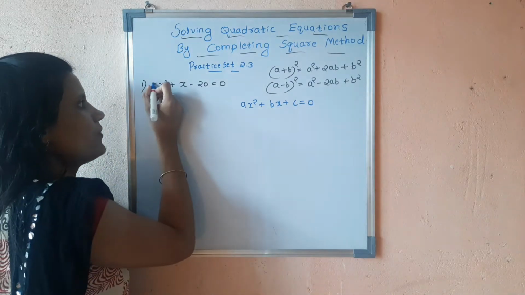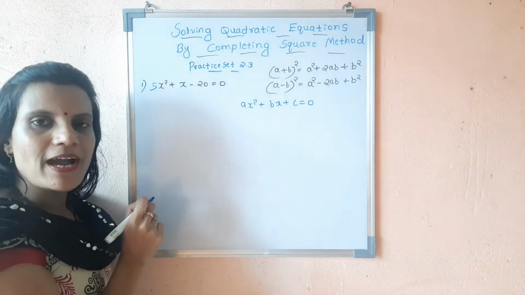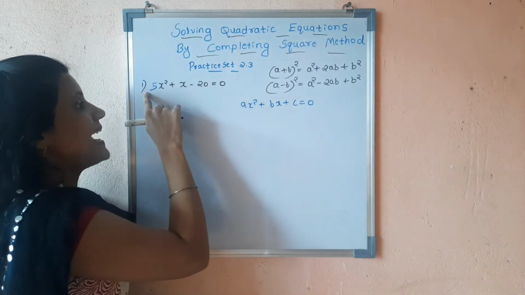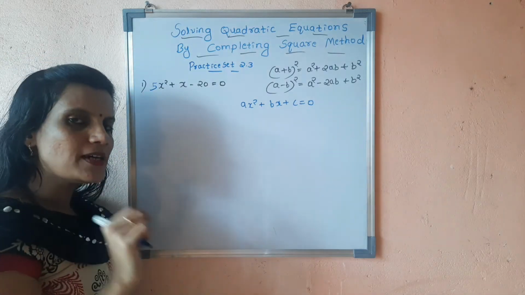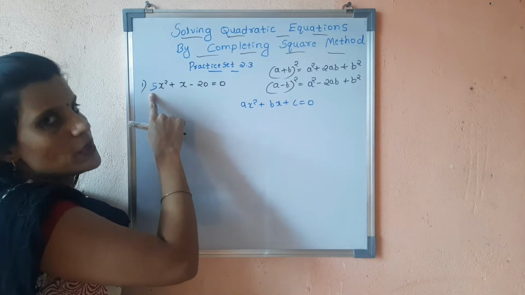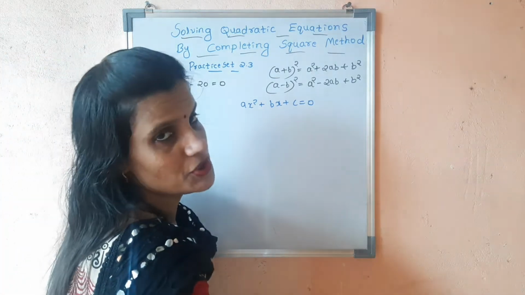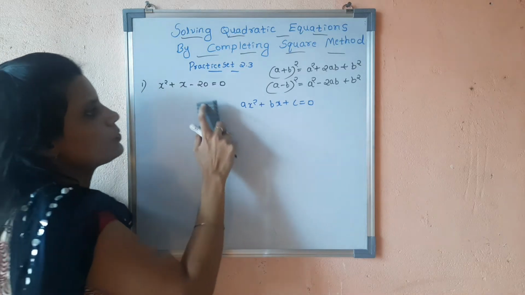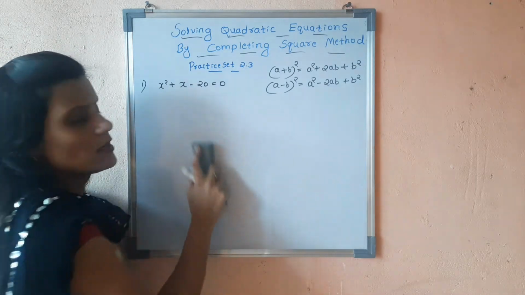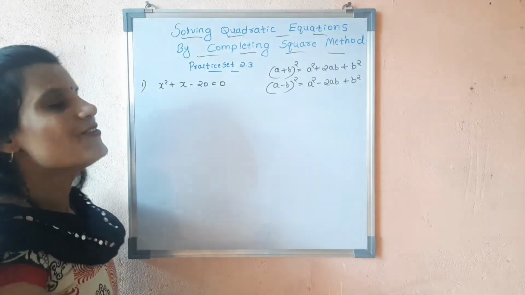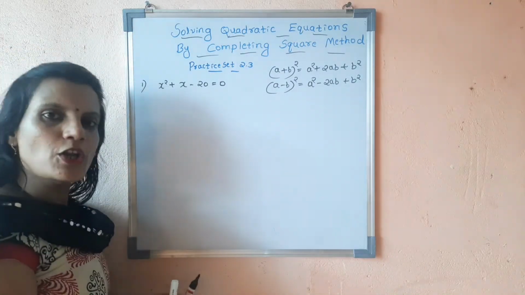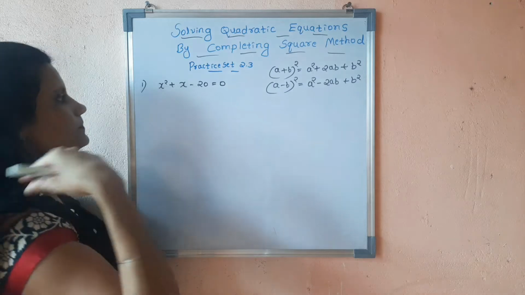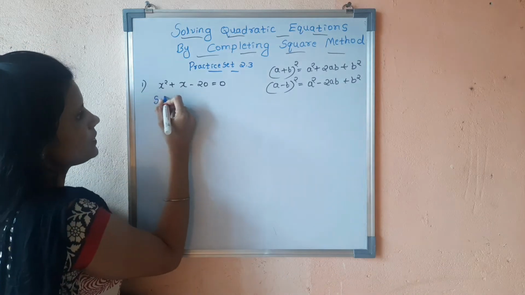Suppose here it is 5, then you should divide the whole equation by that coefficient. Now in our first sum we don't have a coefficient, the coefficient is 1. That is the reason for this step you have to check only whether it is a quadratic equation, whether the general form of the quadratic equation is satisfied or not. Let's start the sum. Solution.